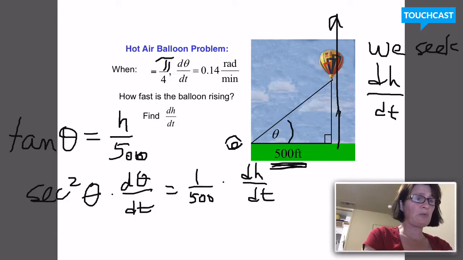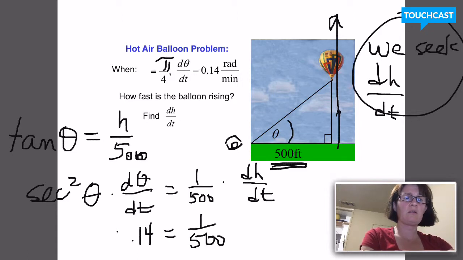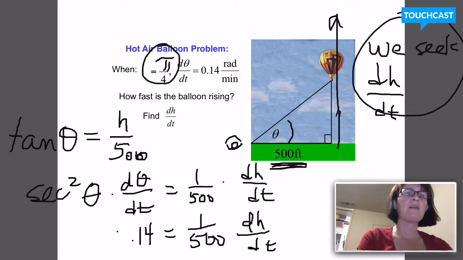So what's left to do? I'm going to plug in the values I know, and I'm going to try to isolate the thing I wanted, which was dh/dt. So I know d theta/dt is 0.14 radians per minute, so 0.14 equals 1/500th dh/dt. The only thing left to do is figure out the secant of theta and to square it. Well, I know that the moment I'm talking about, theta is pi over 4. So it's going to be secant squared of pi over 4.